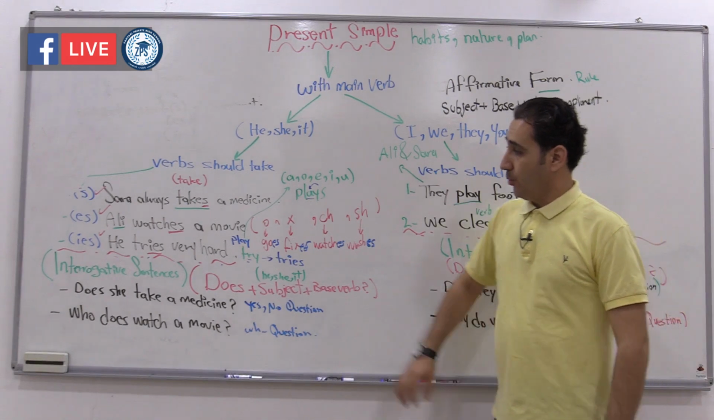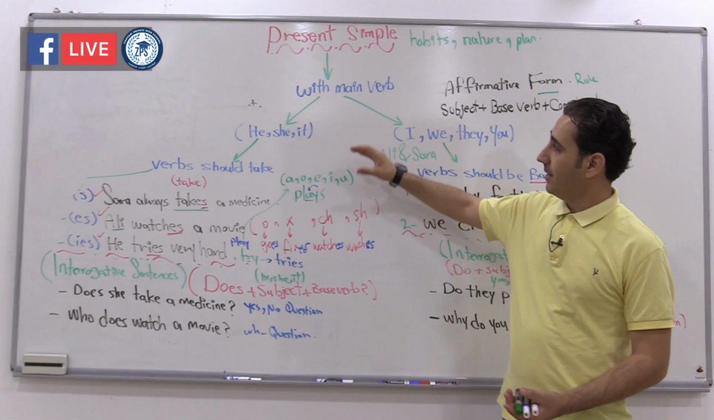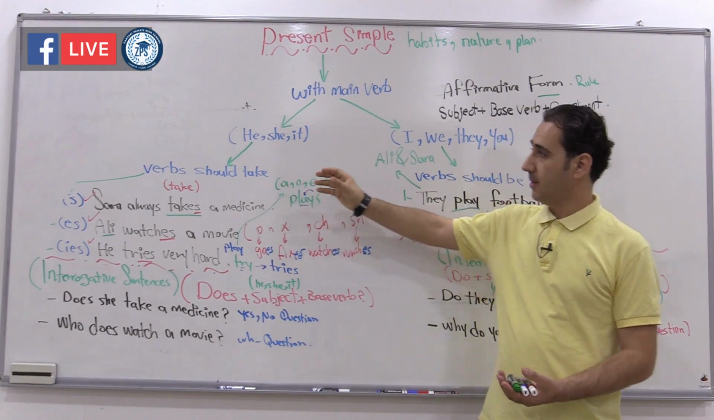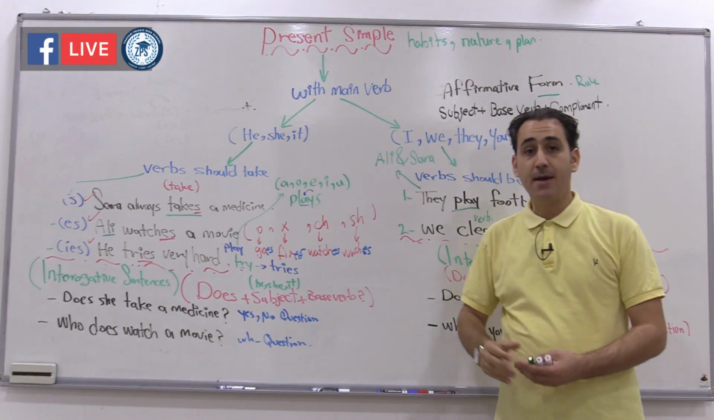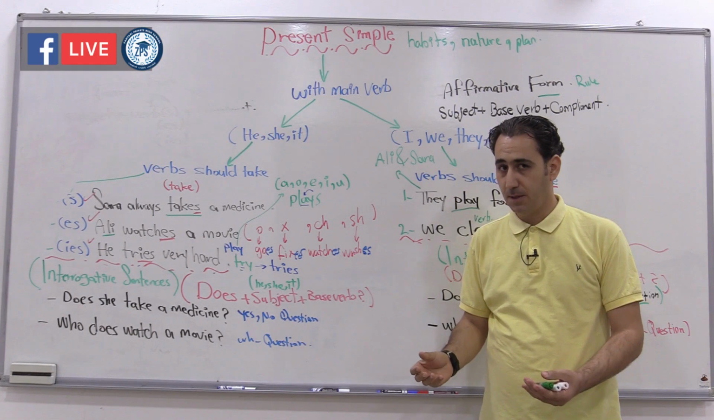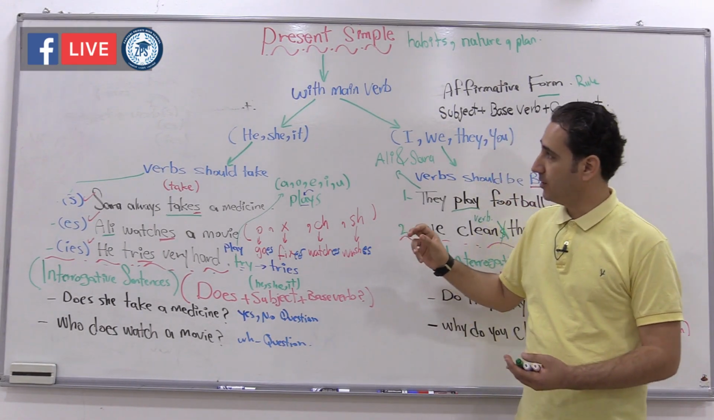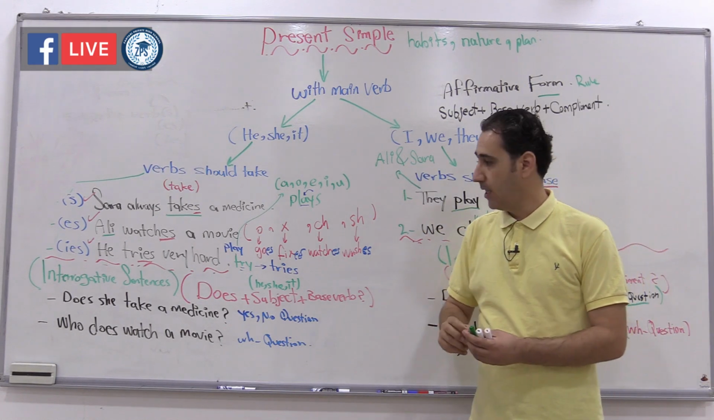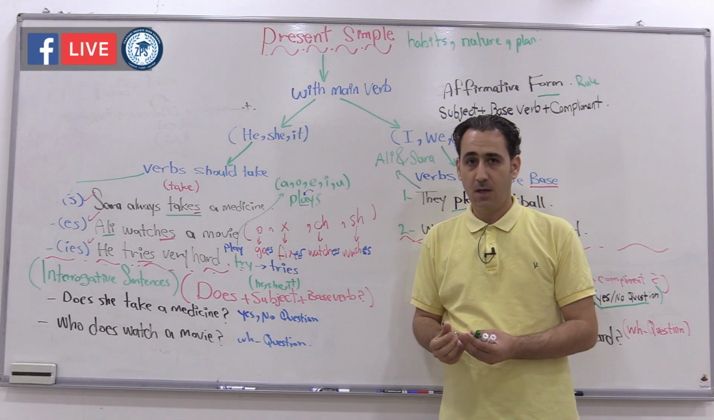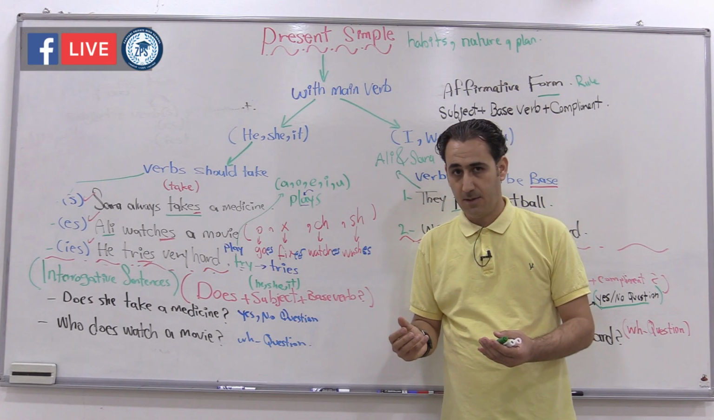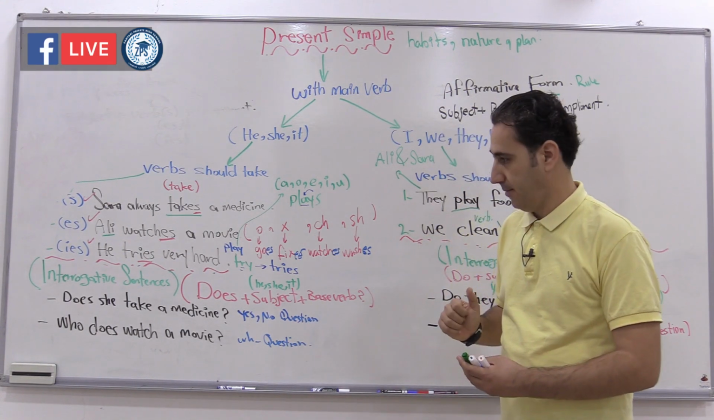Okay, so we said we can make the present simple affirmative sentence, and we can make a negative sentence in present simple. So the last part of present simple with main verb is the interrogative sentence. So how can we make an interrogative sentence with present simple?